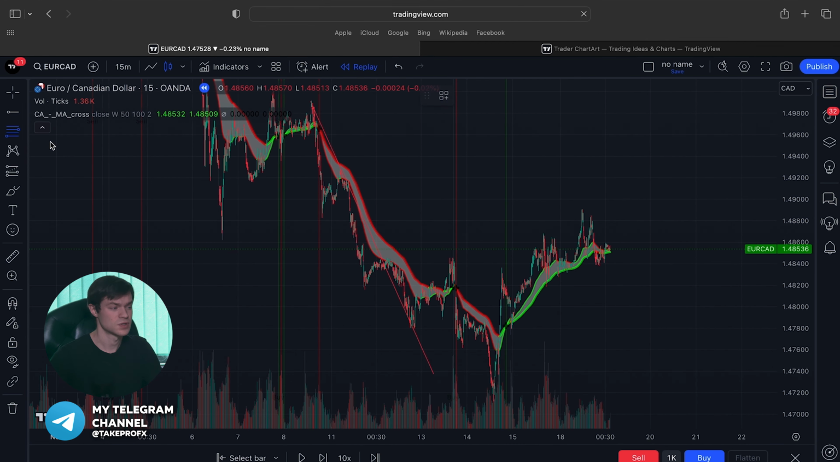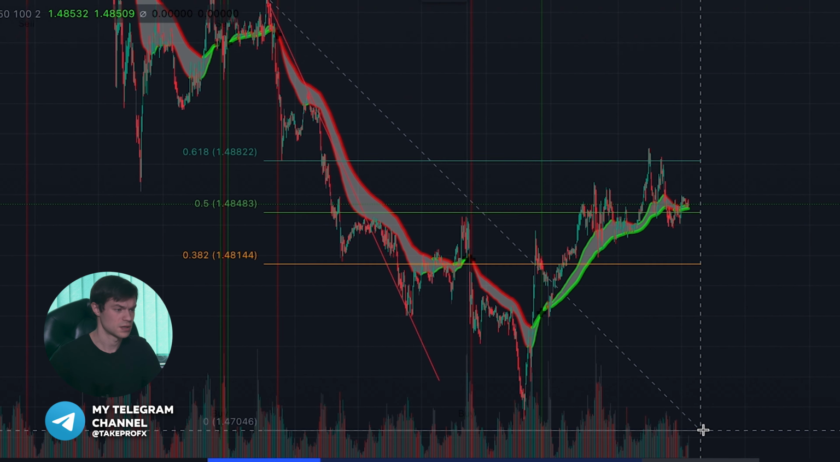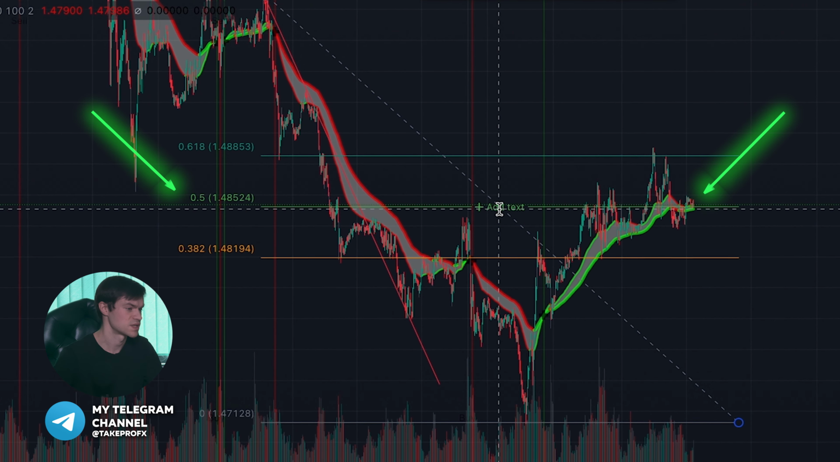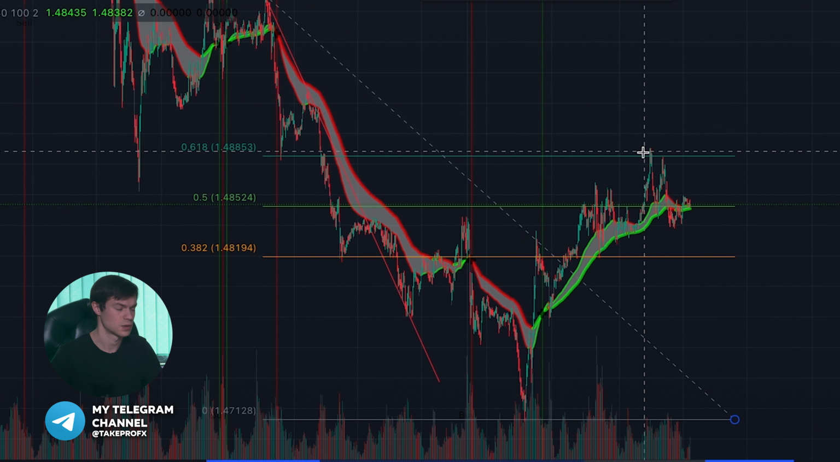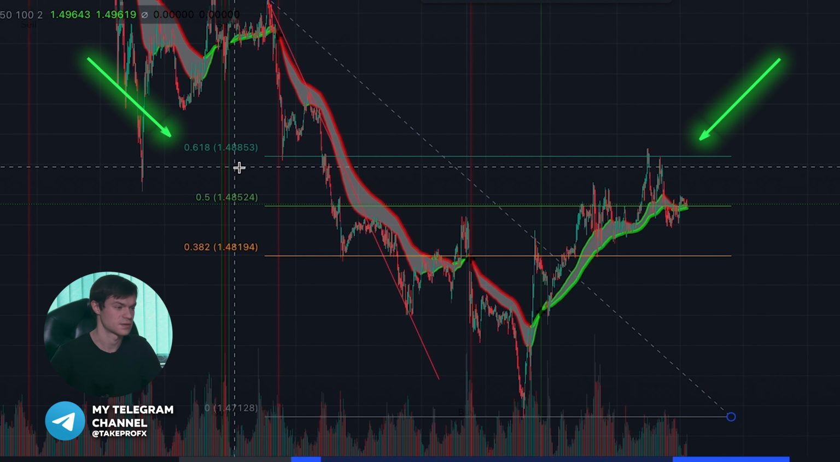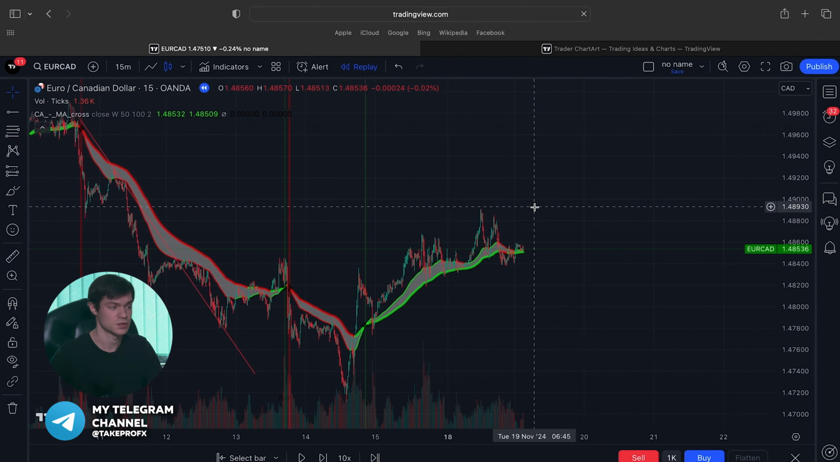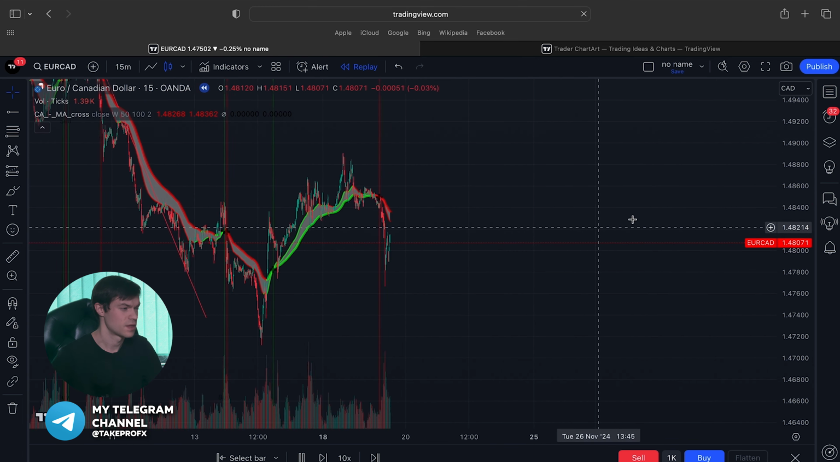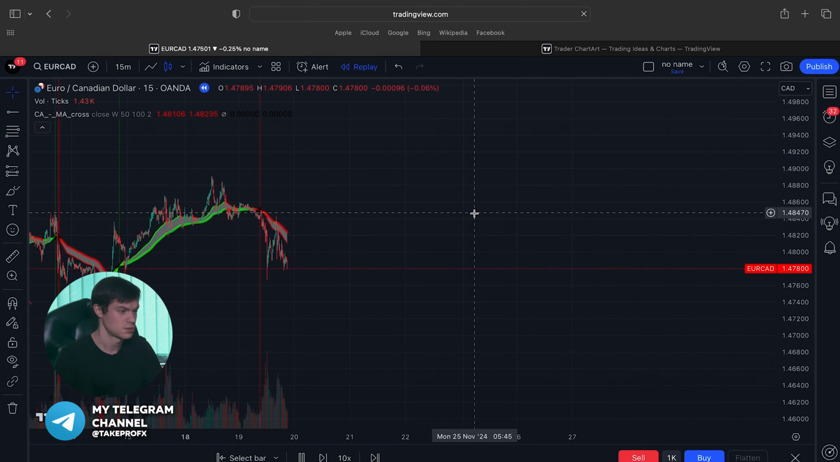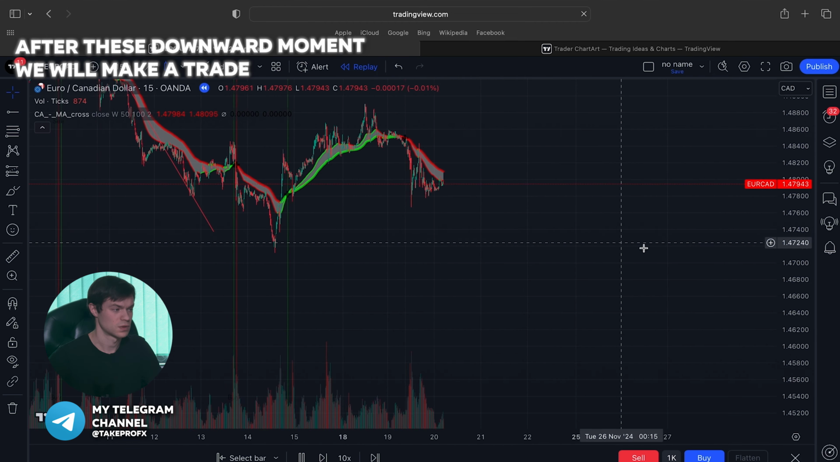On this example, we can perfectly see the entry point. And I think that if we draw the Fibonacci grid here, the chart has just corrected to 0.5 minimum. And as we can see, the chart has also reached the level of 0.618. So now we can either continue to grow or continue to fall. Let's see what movement will be formed here. The downward movement is forming, and after this downward movement we will make a trade.